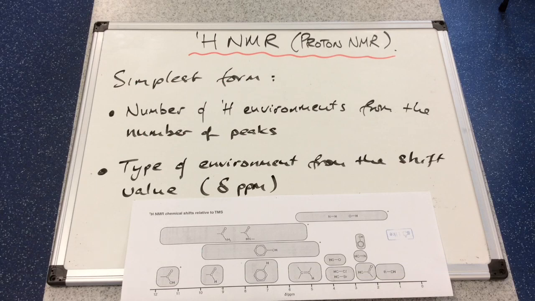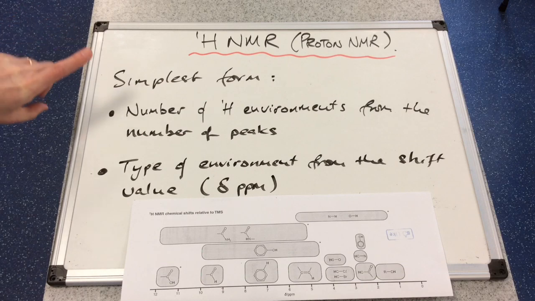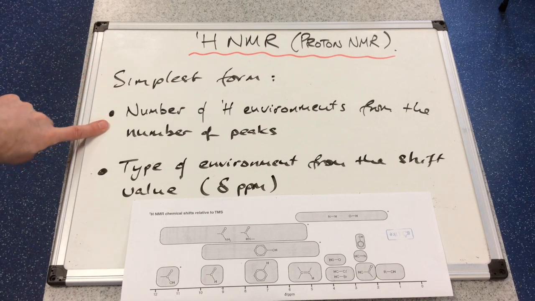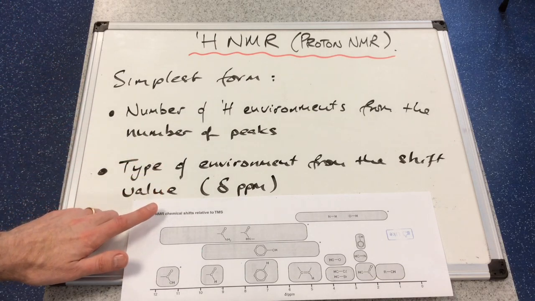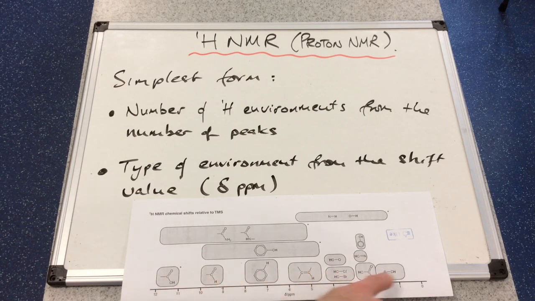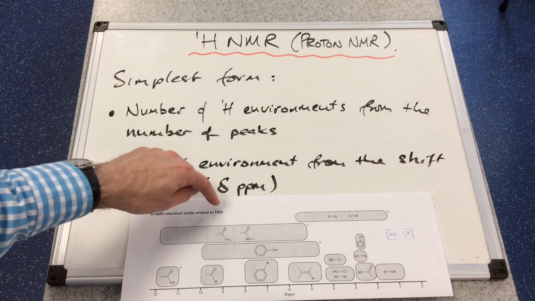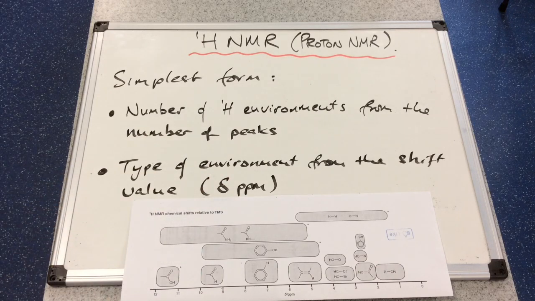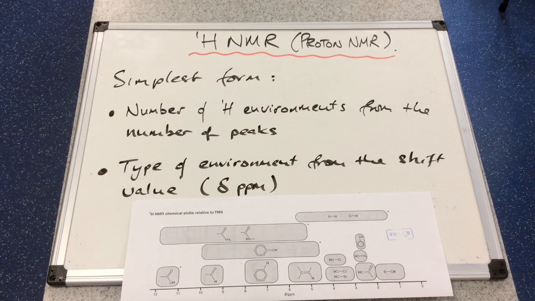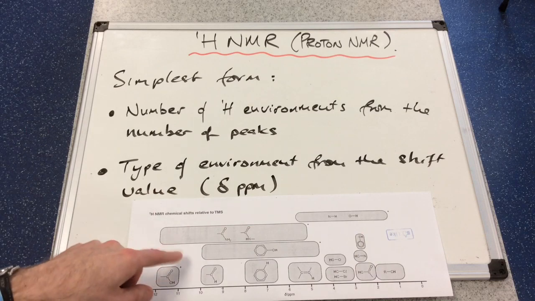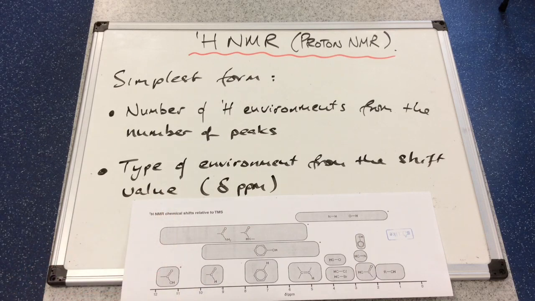So we'll just finish with a quick summary there of Proton NMR in its simplest form. What does it tell us? Well, the number of peaks tells us the number of different proton environments, and the shift value, so that's where the peak lies on this scale. Remember, it's the delta scale measured in ppm, measured relative to TMS, tetramethylsilane. The shift value tells us what type of environment the hydrogen is in, and we would always be supplied with this data sheet, and so we can always read off the value and work out what the environment is.